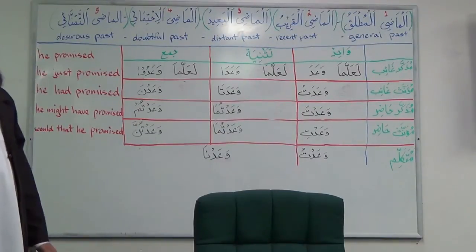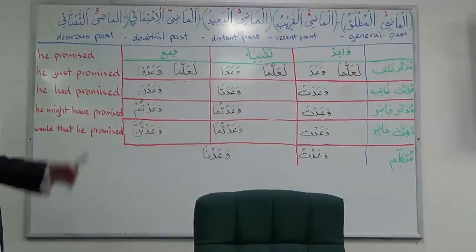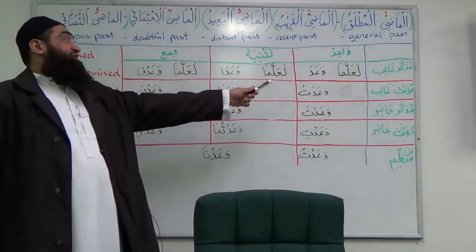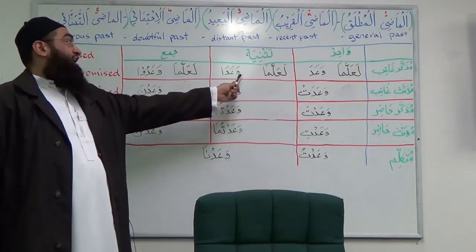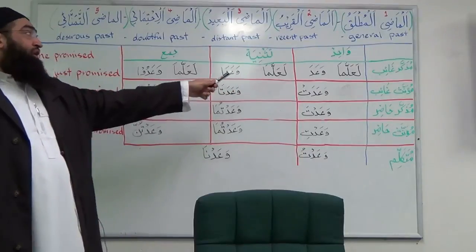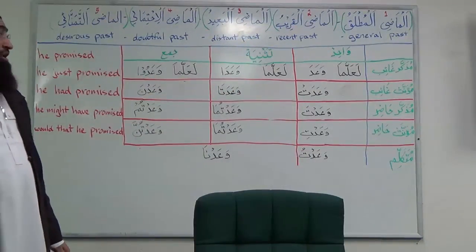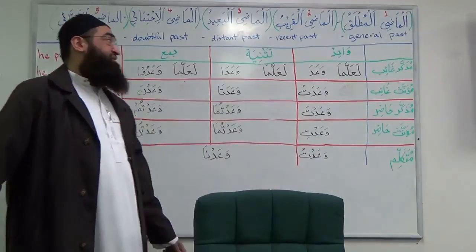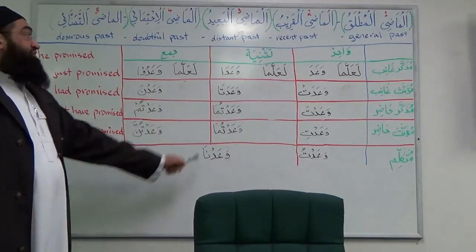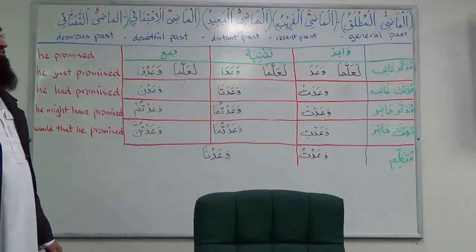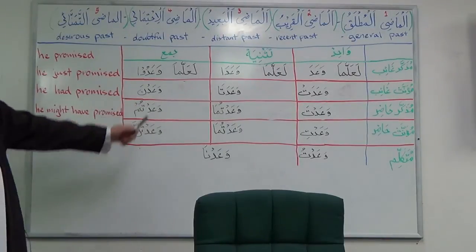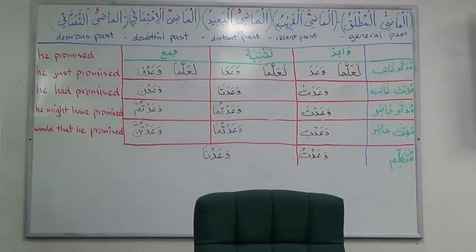لَعَلَّ, the word لَعَلَّ. So, لَعَلَّمَا وَعَدَ, he might have promised. لَعَلَّمَا وَعَدَا, those two men might have promised. لَعَلَّمَا وَعَدُوا, all those men might have promised. لَعَلَّمَا وَعَدَتْ, that one lady might have promised. لَعَلَّمَا وَعَدَتَا, those two ladies might have promised. لَعَلَّمَا وَعَدْنَ, all those ladies might have promised.